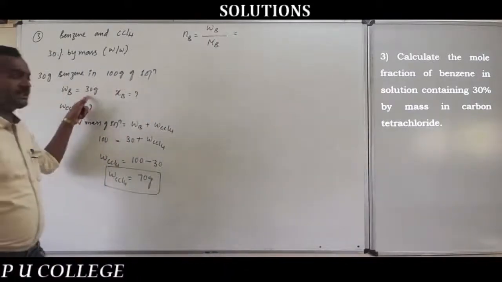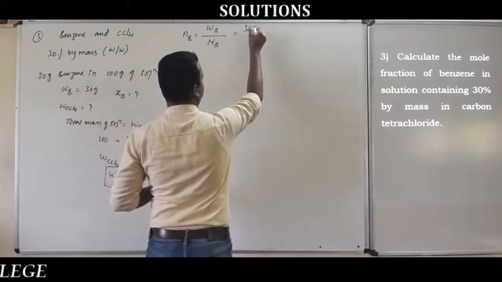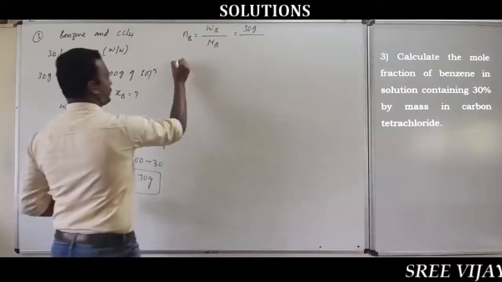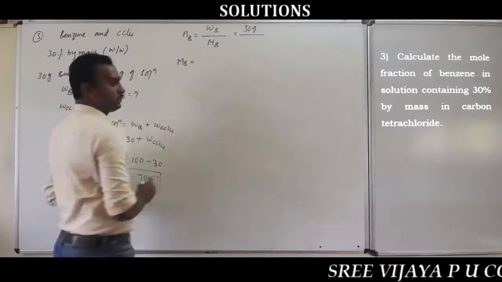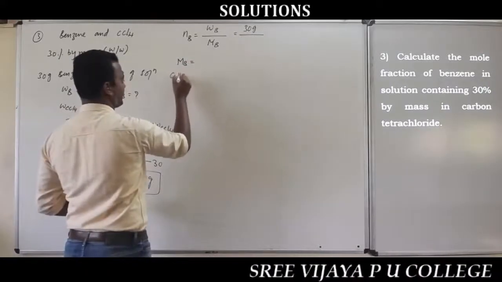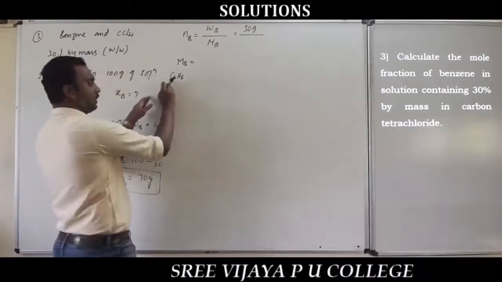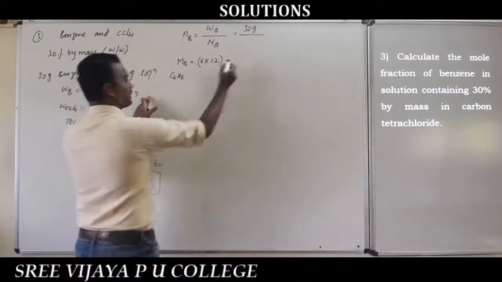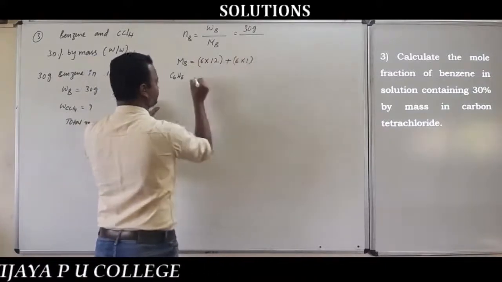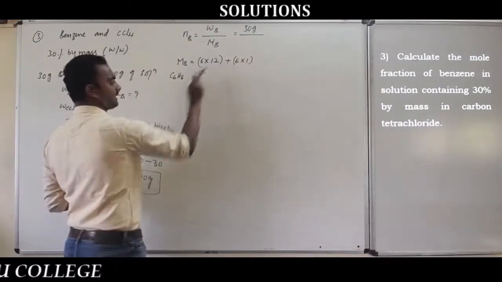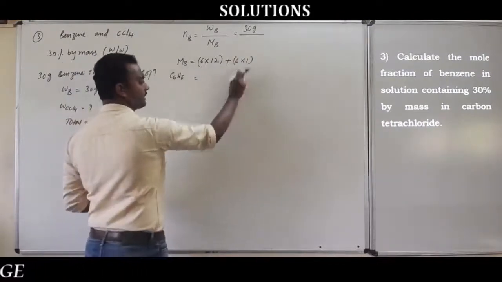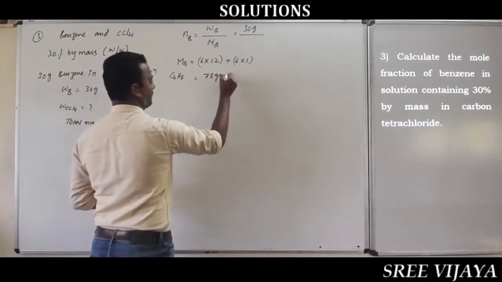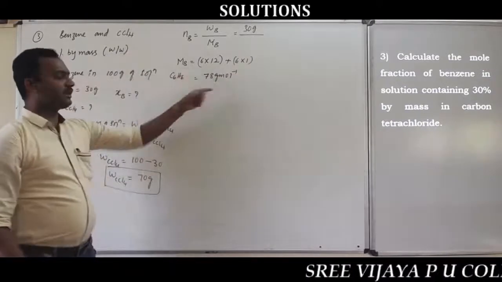Mass of benzene is 30 gram. That is 30 gram divided by the molar mass of benzene, which we have to calculate. The formula for benzene is C6H6. Carbon has 6 atoms, atomic mass 12, plus hydrogen 6 atoms, atomic mass 1. So 6 into 12 is 72, 6 into 1 is 6, and 72 plus 6 is 78 gram per mole. That is the molar mass of benzene.